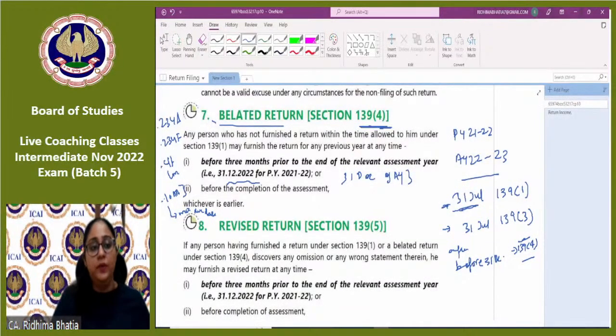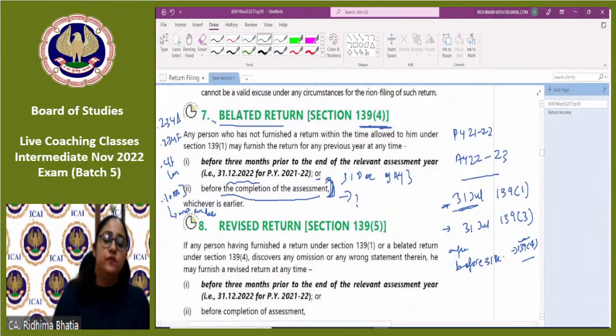Okay. अब यहाँ पे एक और चीज लिखा हुआ है, मैम, before 3 months prior to the end of the relevant assessment year or before completion of assessment. Now what does this mean? और ये word काफी जगह we have read. What does this before completion of assessment mean? So basically, before completion of assessment means income tax authority has a right to assess your income.